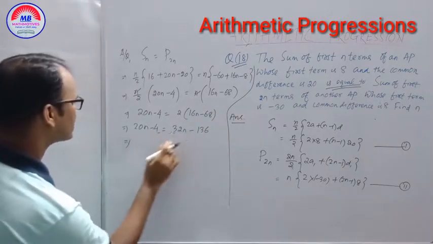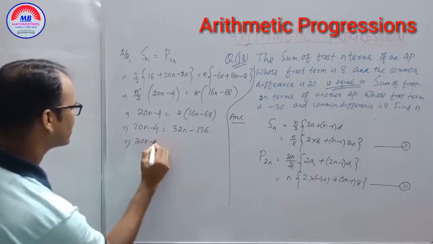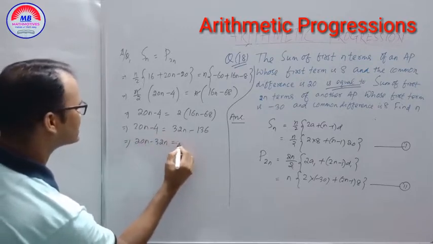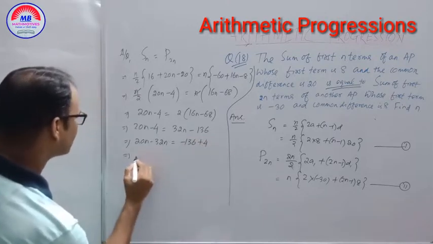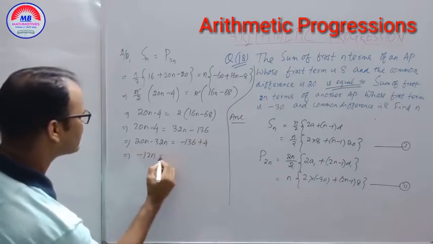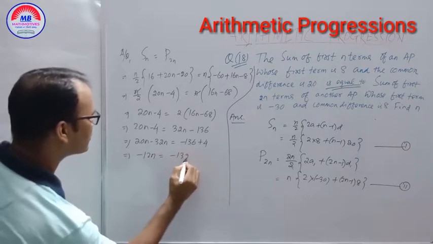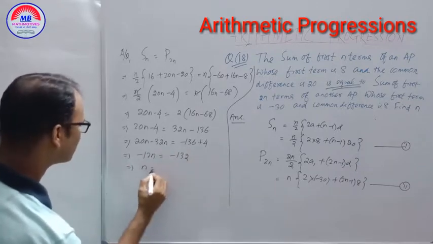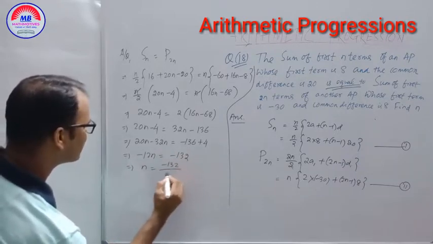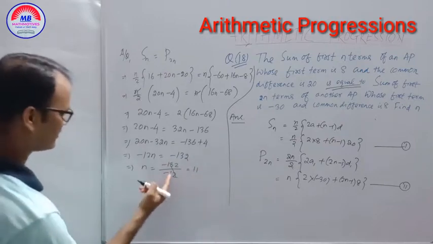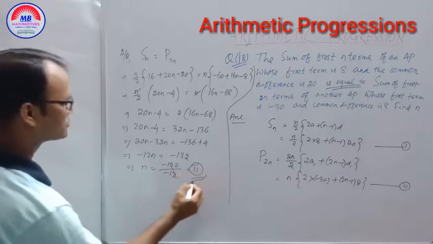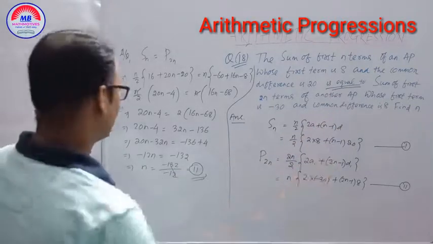Okay, so you take this one: 20n minus 32n is equal to minus 136 plus 4. That implies minus 12n equal to minus 132. So n equal to minus 132 divided by minus 12. Then you can get 11. Okay, so the value of n is 11.